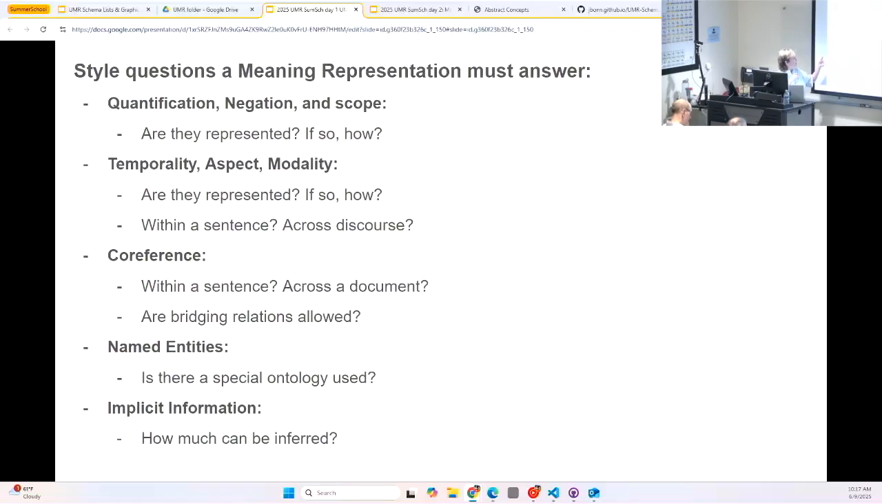A lot of times named entities are dealt with in combination with a specific ontology of types of things in the world. So are you using some kind of ontology like that? What ontology are you using? And then implicit information. How much are you allowed to infer about what's going on in the situation beyond what has actually been expressed explicitly in the sentence?